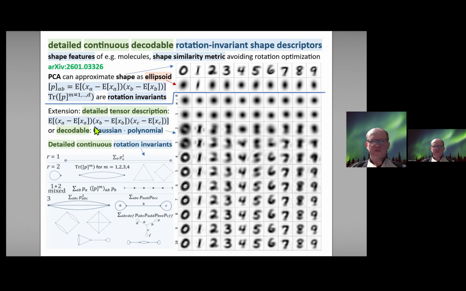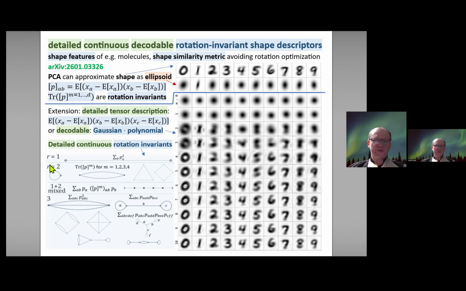For this purpose, we can use a Gaussian times polynomial, and in a similar way we can find it by these Hermite polynomials, an orthogonal basis. And we get this kind of description, so we can see that for digits we need maybe degree 5, 6 to distinguish the digits. Yes, and then we can calculate the rotation invariants.